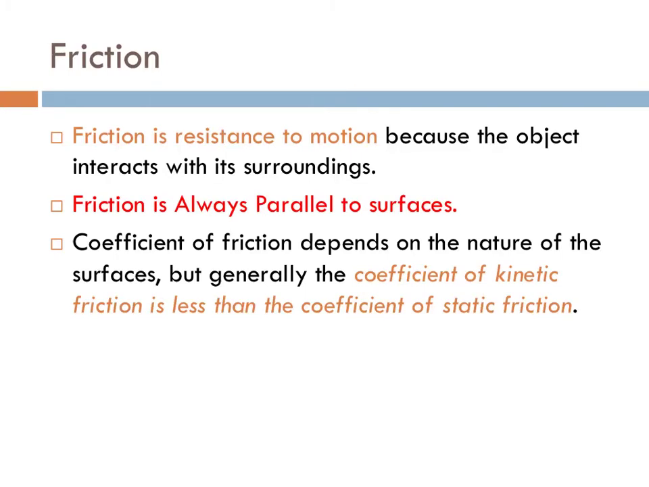Or another way to think about it, if an object is at rest, is if there were no friction, where would it move? Also, friction is always parallel to your surfaces, and we're going to be dealing with two types of friction, kinetic and static.